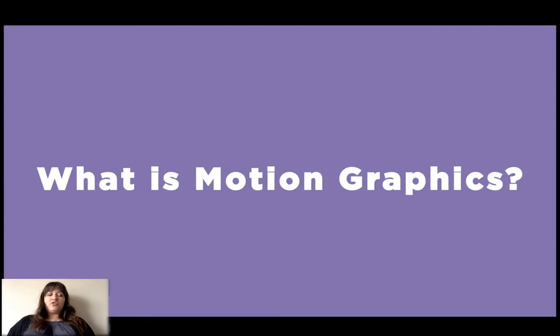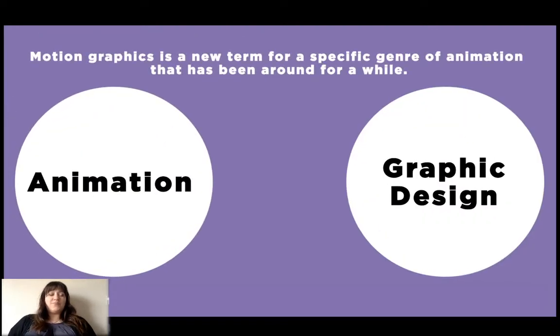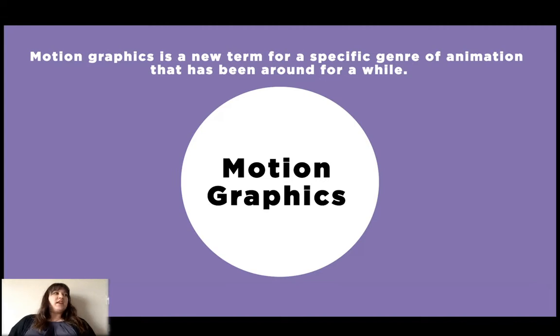So now we're going to talk about what motion graphics is. Motion graphics is a new term for a specific genre of animation that has been around for a while, and it's basically taking graphic design and animation and smushing it together. So you have graphic design, which is made up of non-moving parts, text, images, shapes, things like that. And then you have animation, which is timing, movement. And when you put those two things together, that is what motion graphics is.